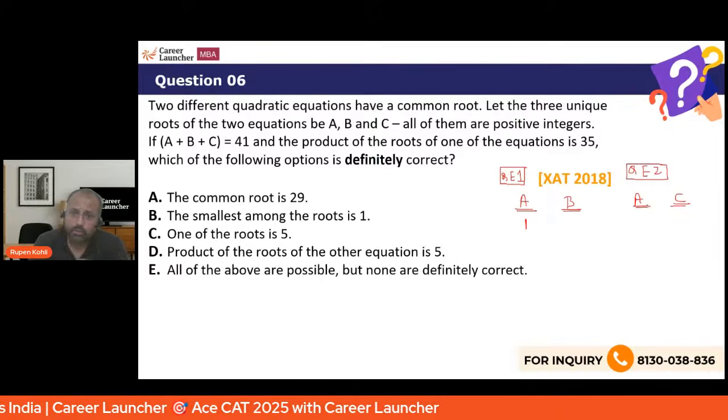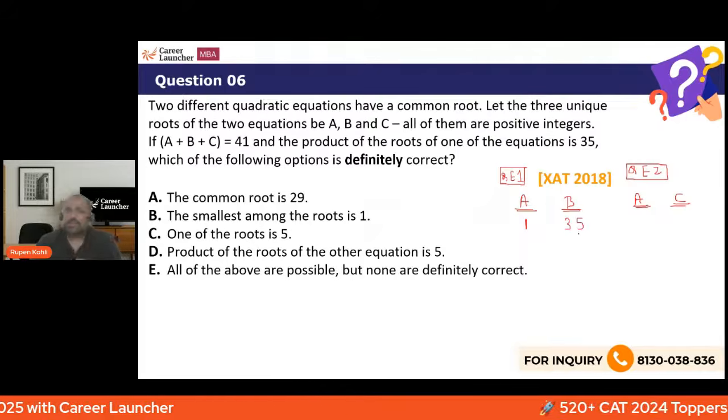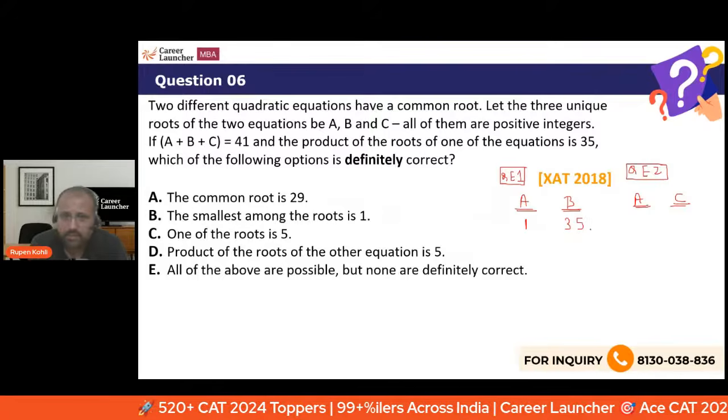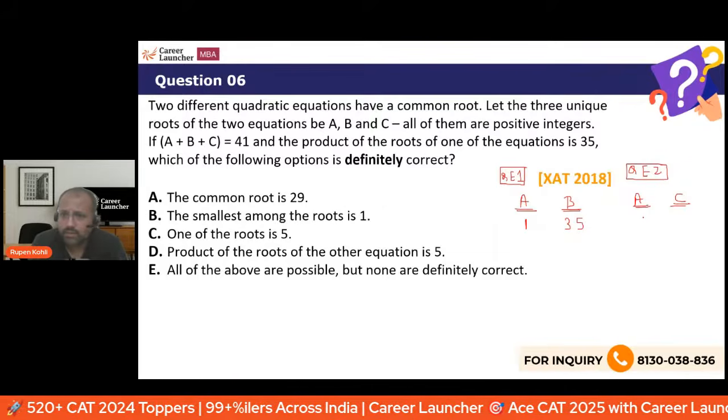If I take the common root as 1, 1 into 35 is 35, and 1 is the common root. Then 1 plus 35 is 36, and 36 plus C is 41, so C is 5. 36 plus 5 is 41. So the other quadratic equation has the roots 1 and 5.